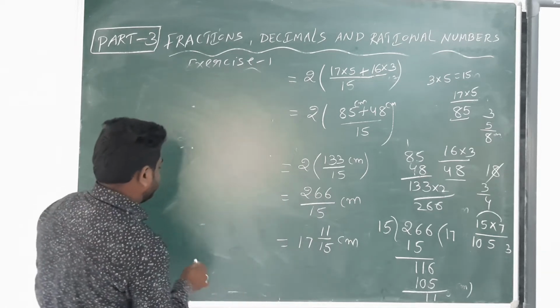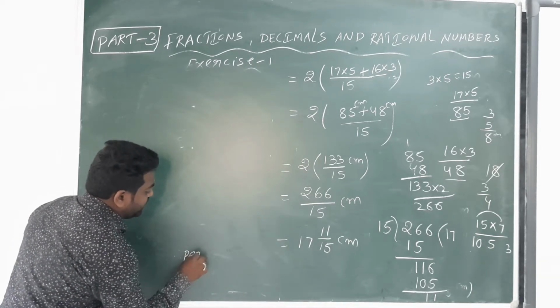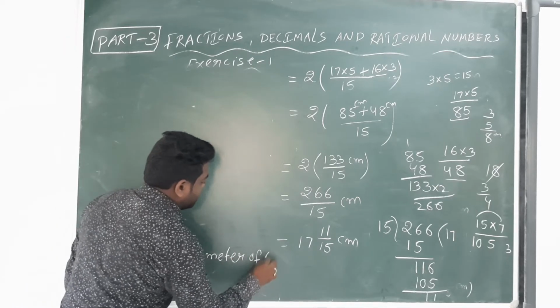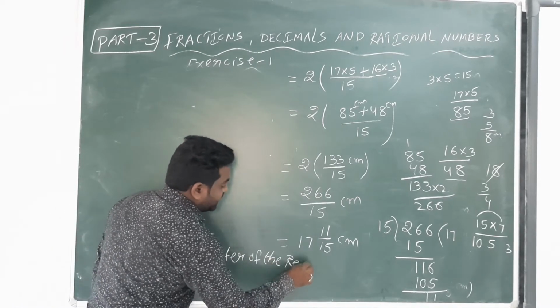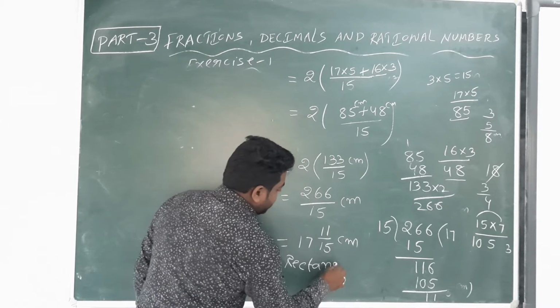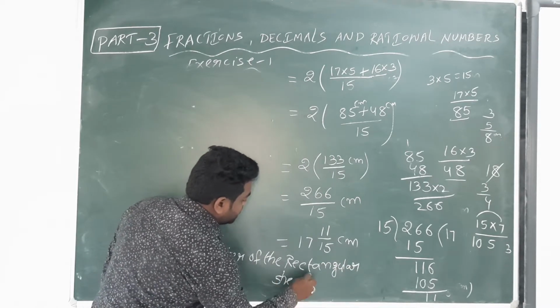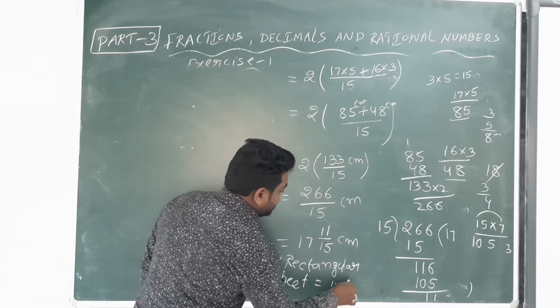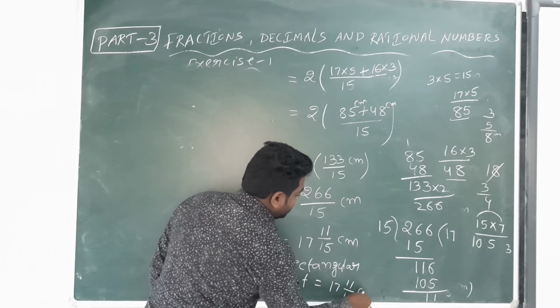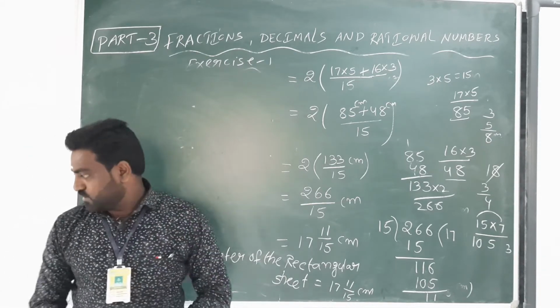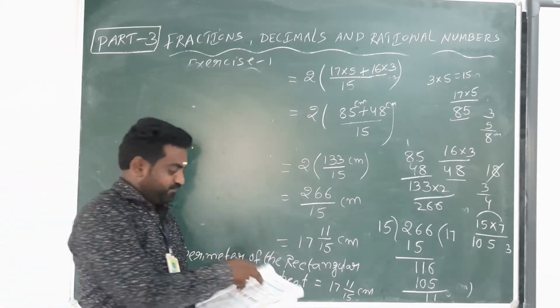This is the perimeter of the rectangular sheet, which is equal to 17 11 by 15 centimeters. Okay, this problem is completed. Next, another problem.